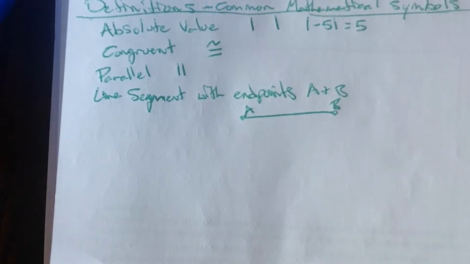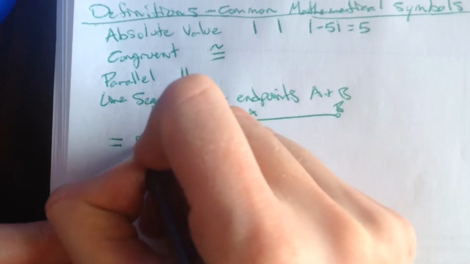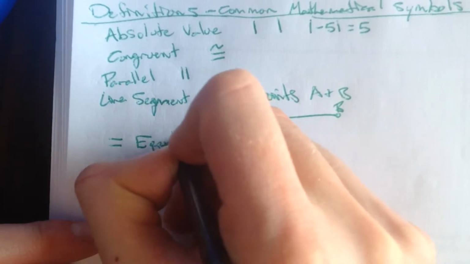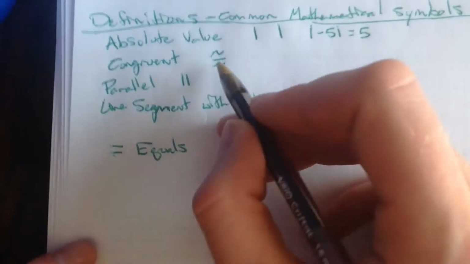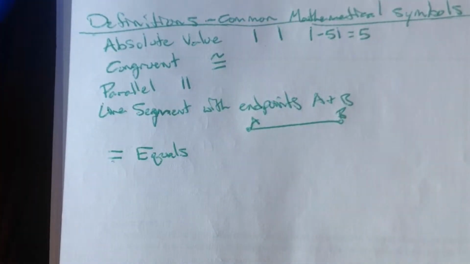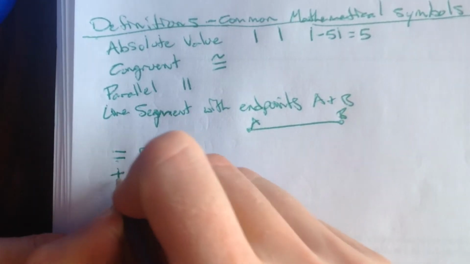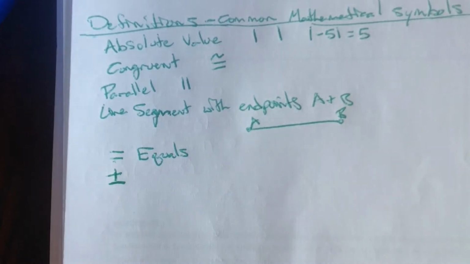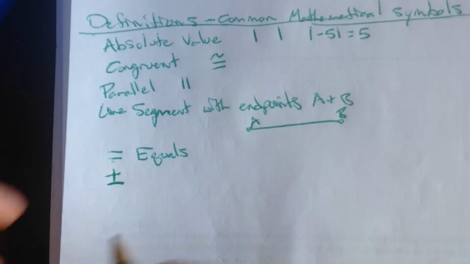When comparing numbers of equal value, we would say something like equals. So equals and congruent are kind of similar, but we use congruent more when we talk about shapes or figures. Equals we use more when we talk about equations or functions. Plus or minus comes up when we're talking about square roots, when we're doing the quadratic formula, things like that.